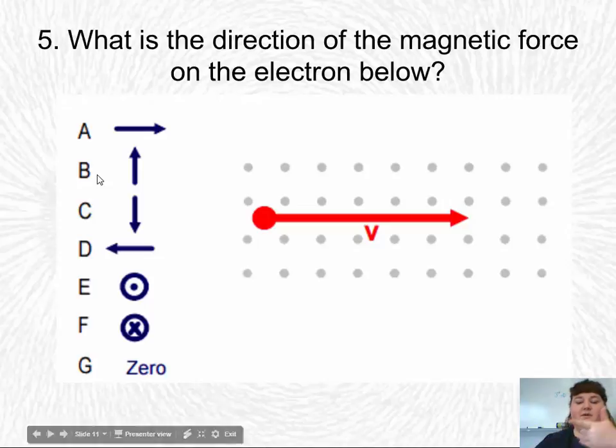So my pointer finger should be pointing to the right. My fingers, the field line, which are represented by these circles, should be pointing towards me, out. And so my thumb is upwards, and so my answer is going to be B for my electron.